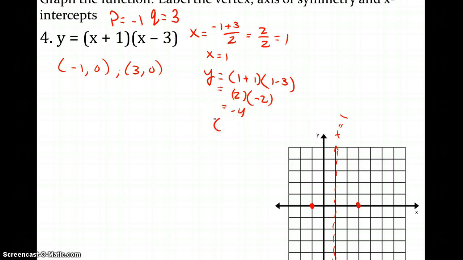So the coordinate of my vertex will be 1, negative 4. Wait, let me plot that. So we do 1, and then we go down 4: 1, 2, 3, 4. There's the vertex, right here. Yep, and it is opening up, which we could have seen because the A is positive yet again.